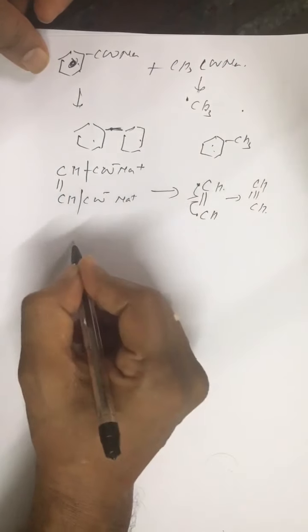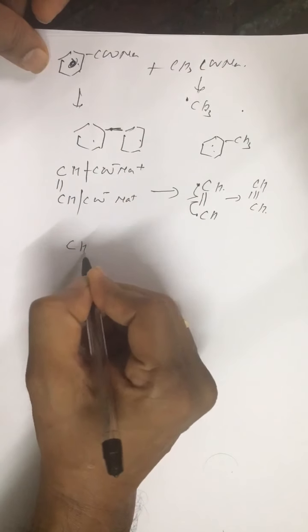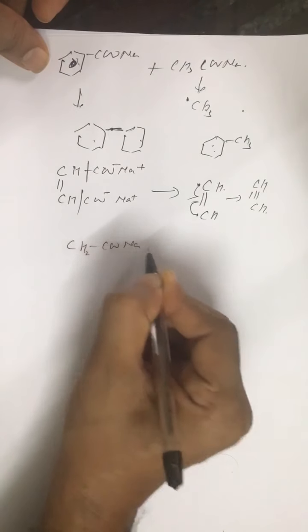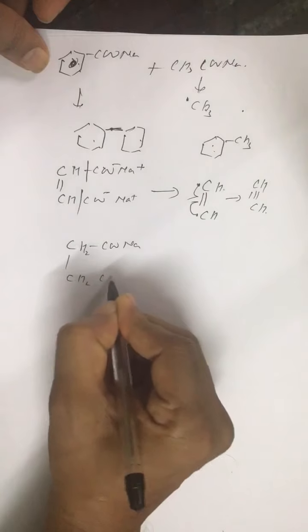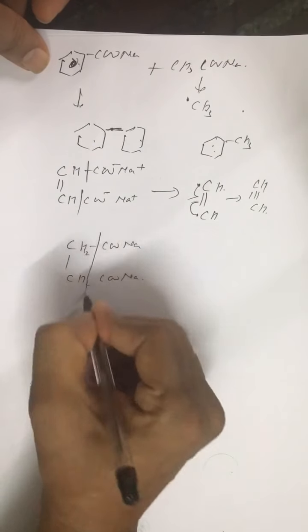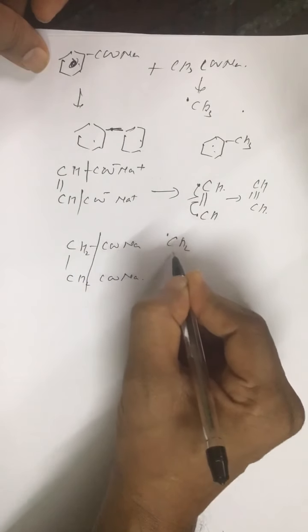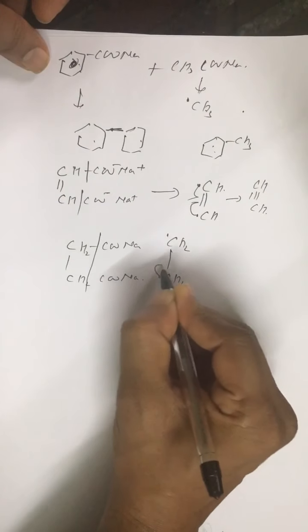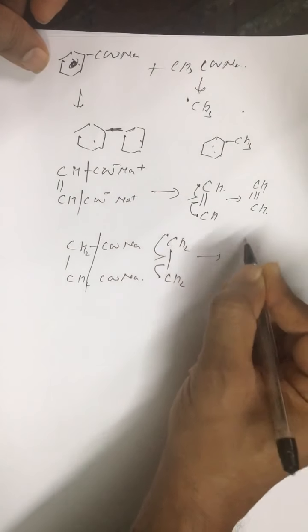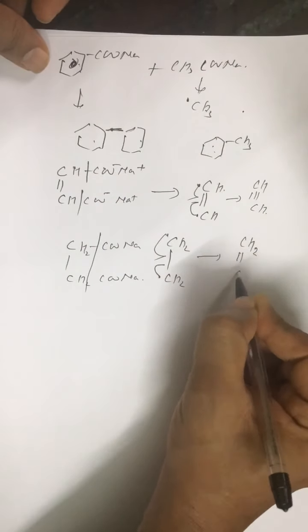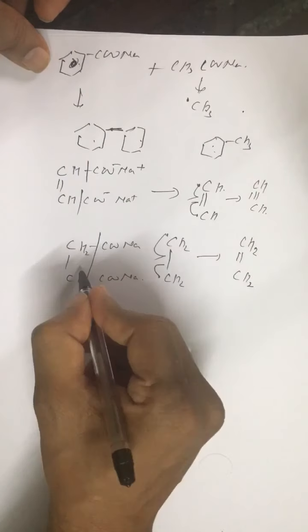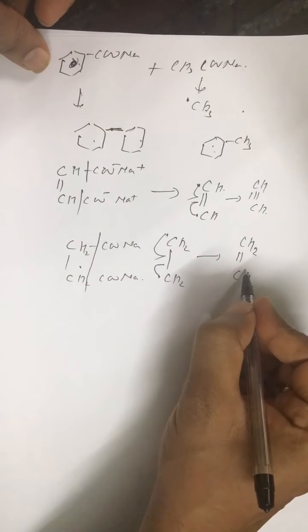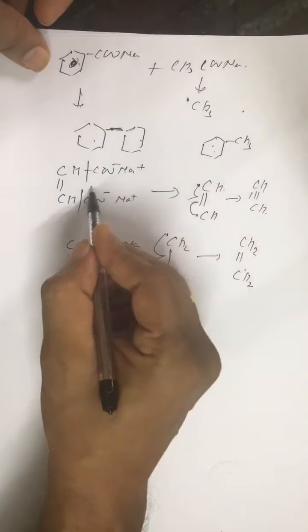Similarly, if you start with sodium succinate, this gives CH2 free radical and CH2 free radical. Add up these two free radicals and you get ethene. So sodium succinate will produce ethene. Sodium maleate or sodium fumarate will produce acetylene.